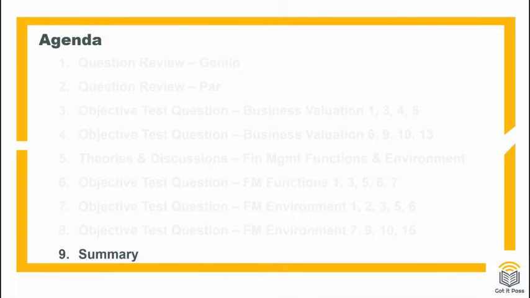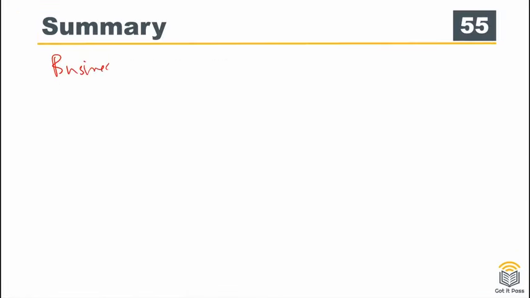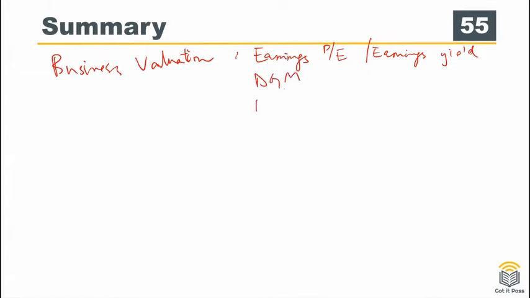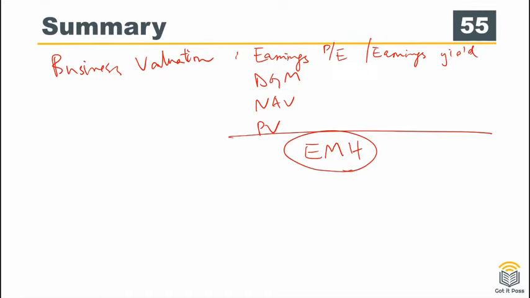Okay, so let's go to the final part of the revision course. It's about the summary. And in this class, we went through general part, the questions in the business valuation. We also went through the objective test questions. So you have to know some key topics, for example, the valuation method, including the earnings method, that's PE ratio or earnings yield, the dividend growth model, the NAV method, and also you have to know the PV, present value of discount cash flow method.